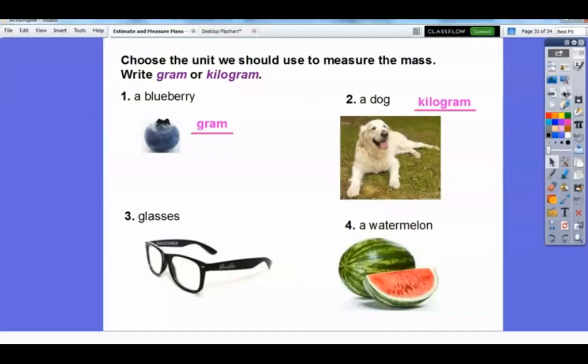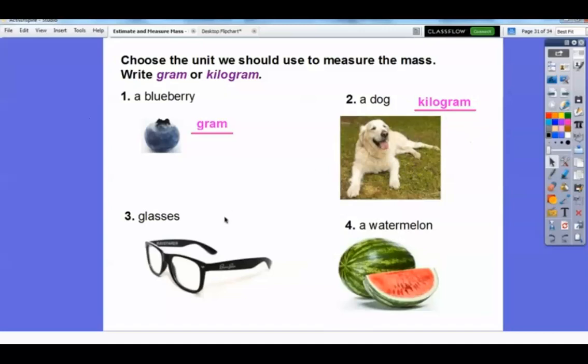So they just want to know, should it be better to measure in grams or kilograms? Well, a dog would be definitely kilograms. Since there's 1,000 grams in a kilogram, then a dog would weigh several thousand grams, but it's better to weigh it in kilograms right there.